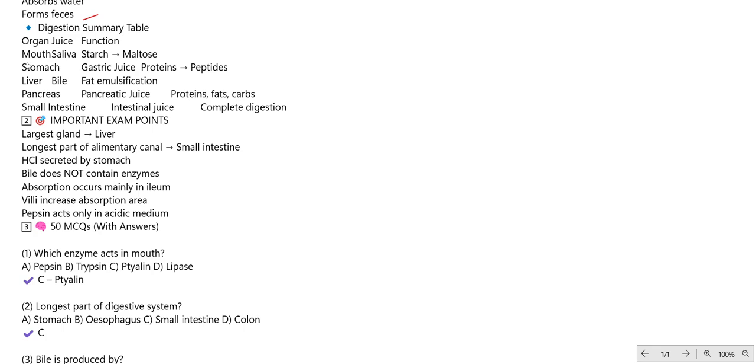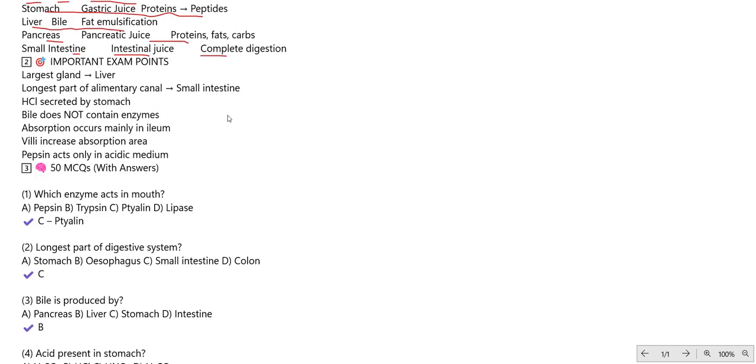This is basically your digestion summary table: organ, juice and function. The mouth has saliva, and its function is to convert starch into maltose. The stomach has gastric juice, which converts proteins into peptides. The liver produces bile, which helps in fat emulsification, and the pancreas produces pancreatic juice. The small intestine has intestinal juice, where complete digestion occurs.